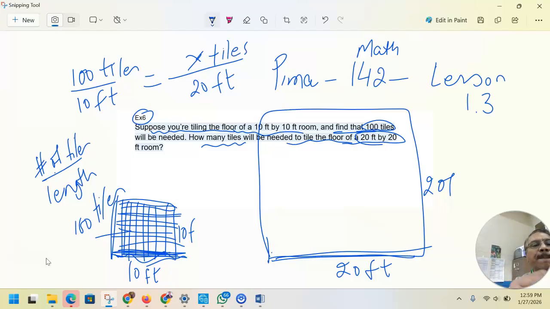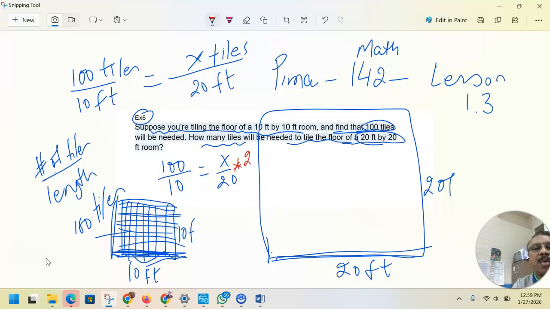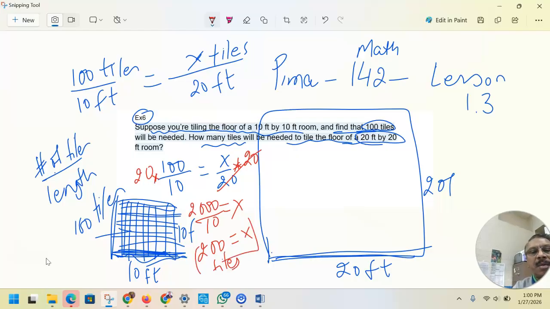Now if you do this way, this is as good as writing 100 over 10 equals x over 20. Multiplying both sides by 20, you can clearly see that this 20 crosses out and you get 2000 divided by 10, and we can divide 2000 by 10 and you get 200. Looks like 200 tiles.